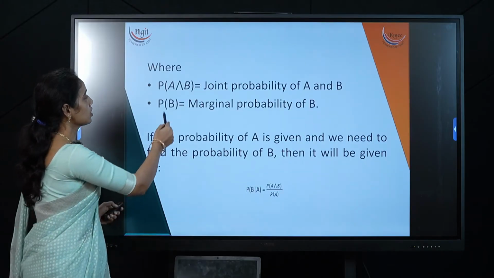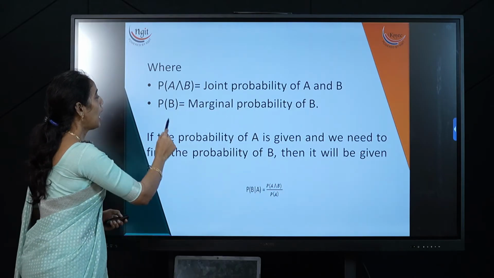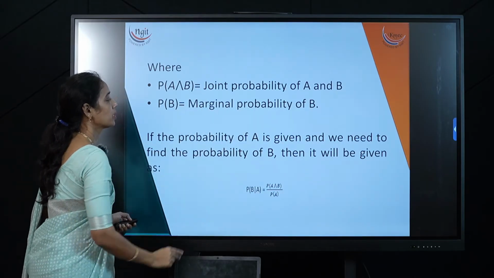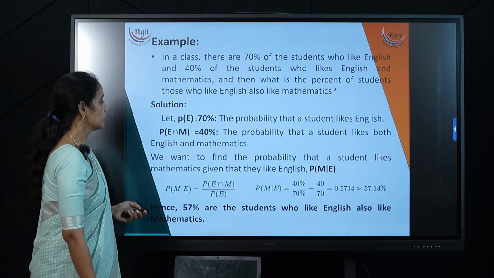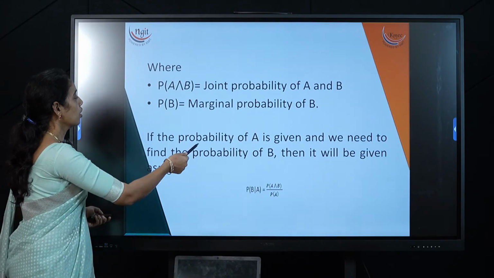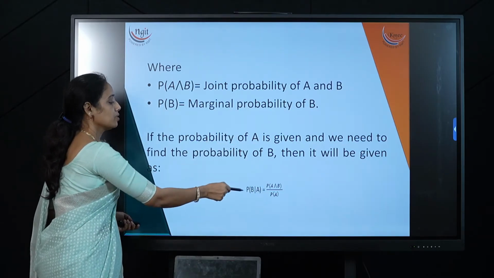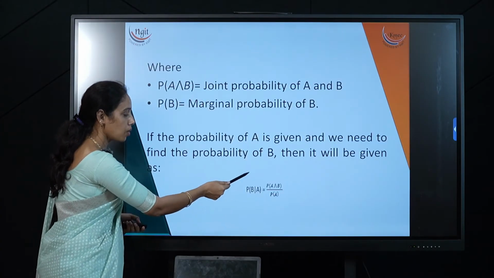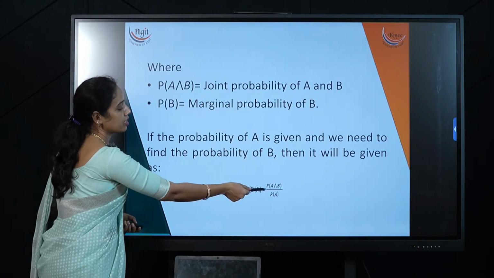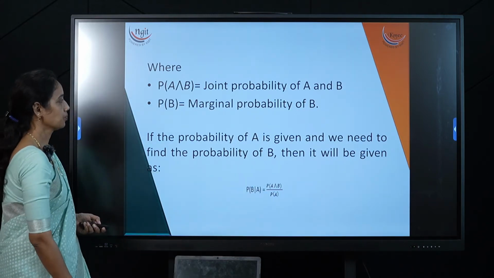So we know that this is called the joint probability of A and B, and this is called the marginal probability of B. Then similarly, if the probability of A is already given and we need to find the probability of B, then we are going to write the same formula in this way. Now here, probability of B given A is equal to probability of A and B divided by probability of A.